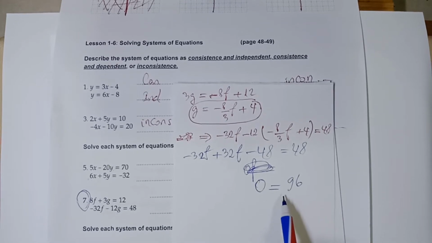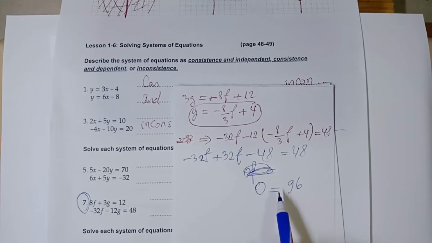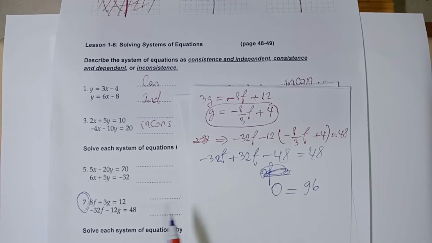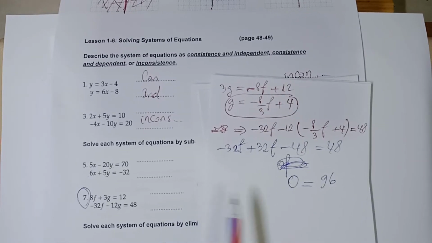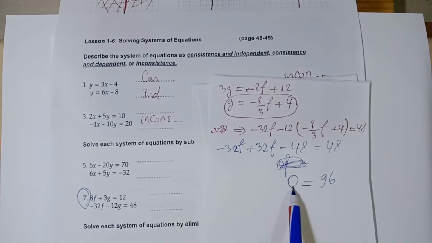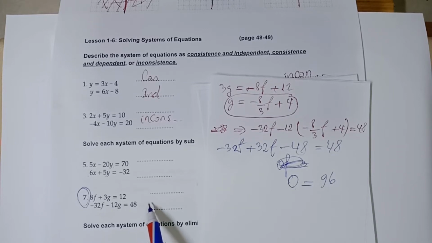This is not true. So the answer to this one here is no solution. Which means this system of equations has no solution because of this: 0 equal to a certain number, which is not true. That's why this one here is no solution.